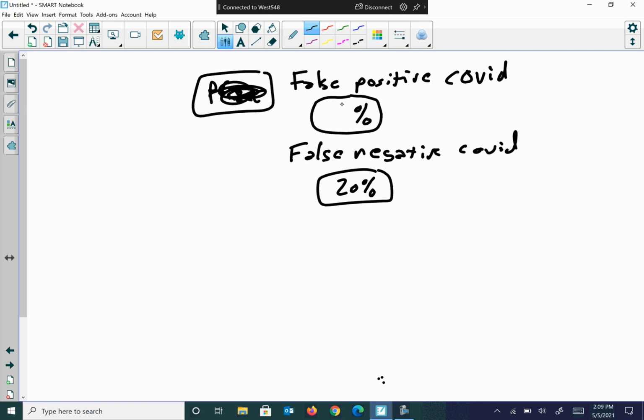Okay. The rate of false negatives, according to health.org, depends on how long the infection has been present. The false negative rate is 20% when testing was performed 5 days after infection. The false positive rate should be close to zero, but it says it puts it.